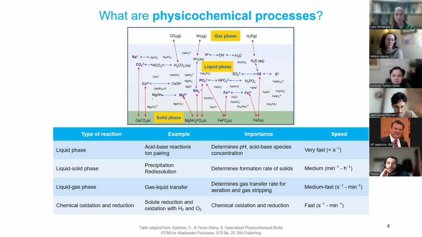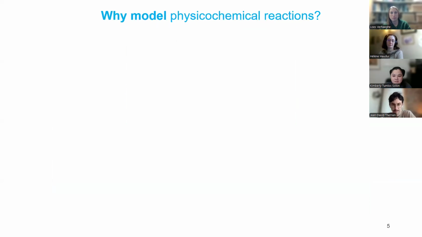One thing that I would like you to notice is the fourth column, the speed. The speeds of these reactions vary a lot. Among these, the liquid phase reactions, the aqueous phase chemistry, are almost instant, in the millisecond range. On the other hand, precipitation and dissolution, the liquid-solid phases, can take minutes to hours. And this speed difference is also important, as it is why we need different modeling approaches when we want to incorporate physicochemical processes in wastewater treatment modeling. So now let's go a bit deeper into the liquid phase chemistry.